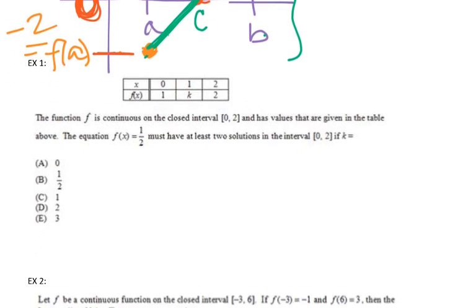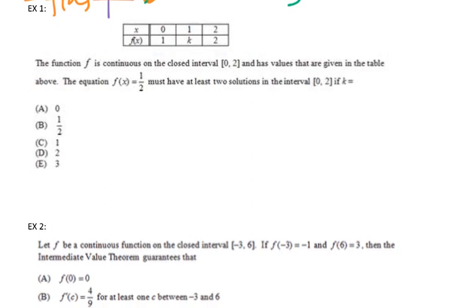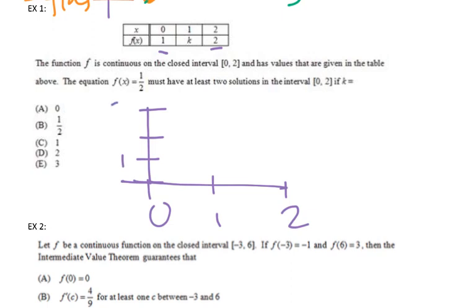Okay, so let's apply that to a practice problem. So in example 1, it says we've got a table and f is continuous on the closed interval 0 to 2. The equation f of x equals 1/2 must have at least 2 solutions in the interval 0 to 2 if k equals 0, 1/2, 1, 2, or 3. So let's think about this. In this table, it looks like our endpoints are 1 and 2. So if I'm thinking about this on a graph, 0, 1, 2, my y values here are at 1 and 2. This is telling me that I want f of x to hit 1/2.